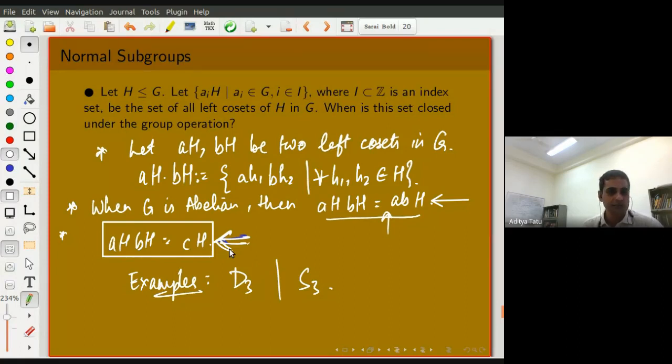The question that Vandan had asked is this: the product of two left cosets, is it a left coset always? Look at subgroups of D3 or S3, whichever is your favorite one, and try to see if this is true or not. This is what we start discussing in the next class on Monday. Fine.